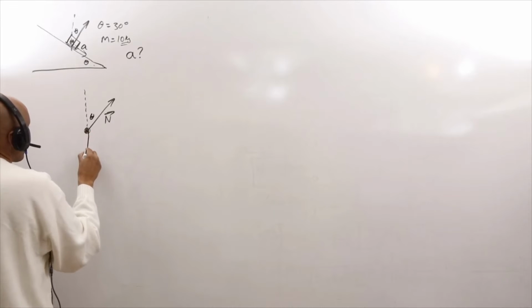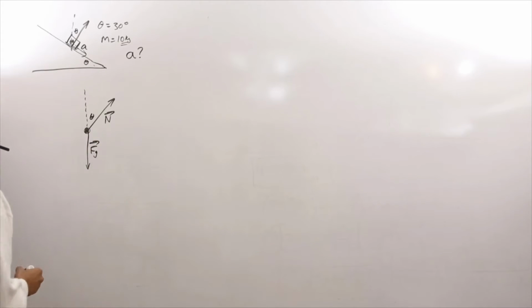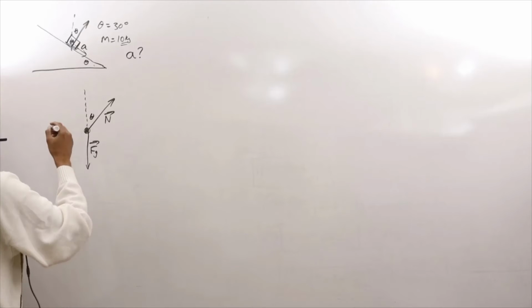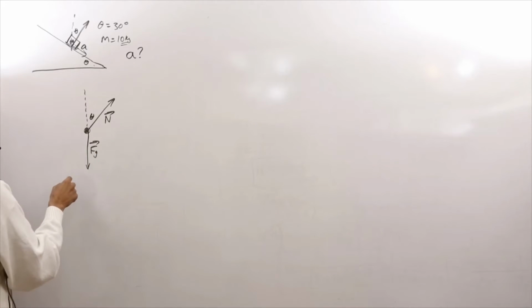And then there's a force of gravity pulling straight down. These are the only two forces that I can see that would apply to a mass that's sliding down a hill on an incline of theta. So we're told theta is 30 degrees. So next step, we'll have to write the sum of all forces.